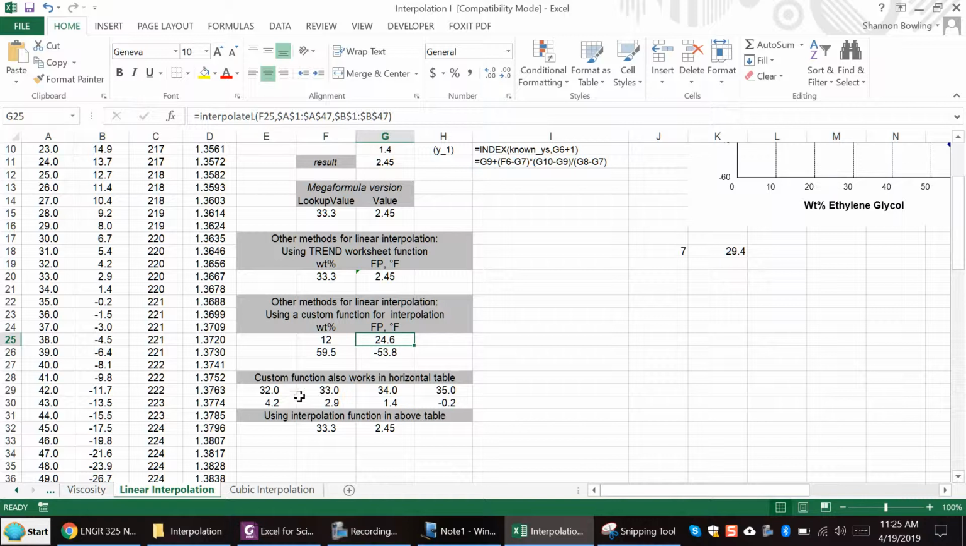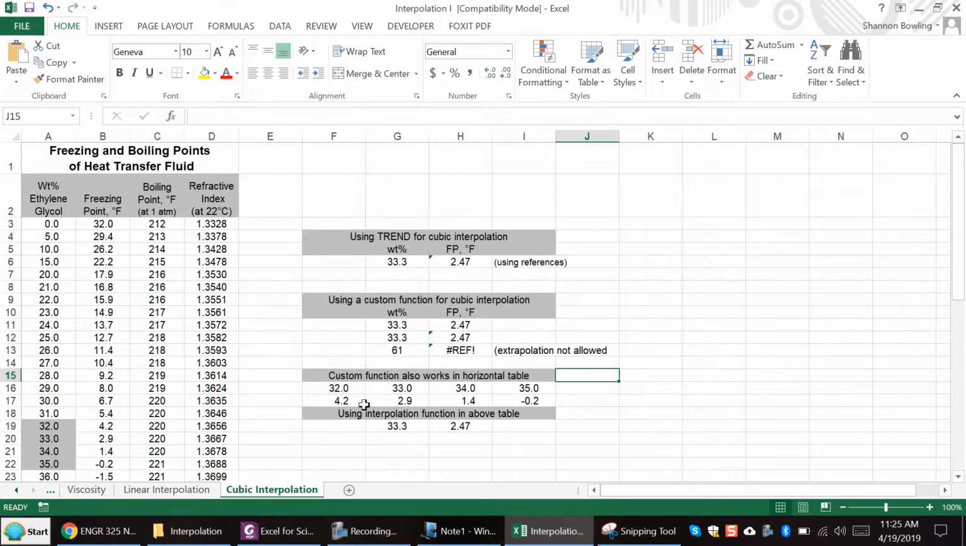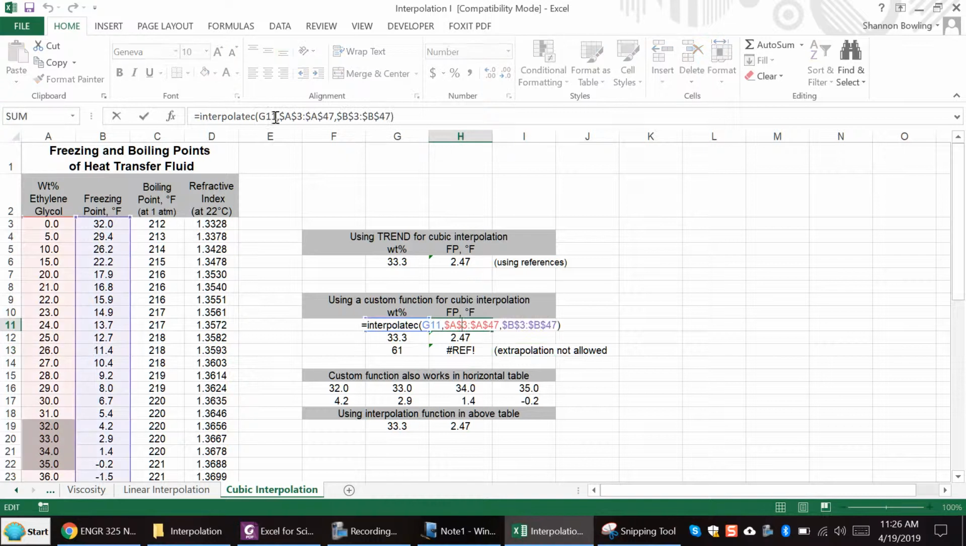this is interpolate L. So if I plug in a value of 12, I get 24.6. If I plug in a value of 12 here, I get 24.67. So it's probably a little better estimate. Okay, and then I get an error here where it says extrapolation is not allowed if I go outside of the bound. And the formula for this is just interpolate C for cubic interpolation, but it works the exact same way. All right, so do you understand interpolation?